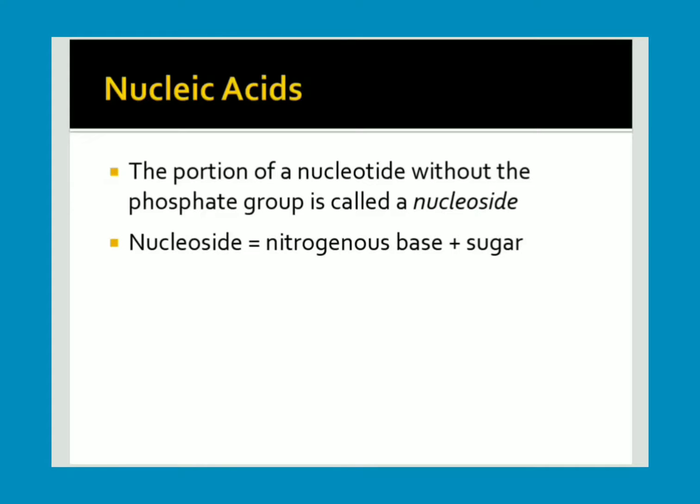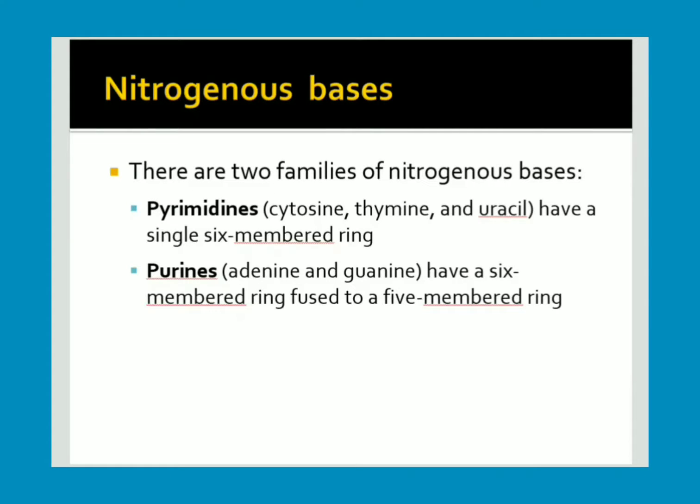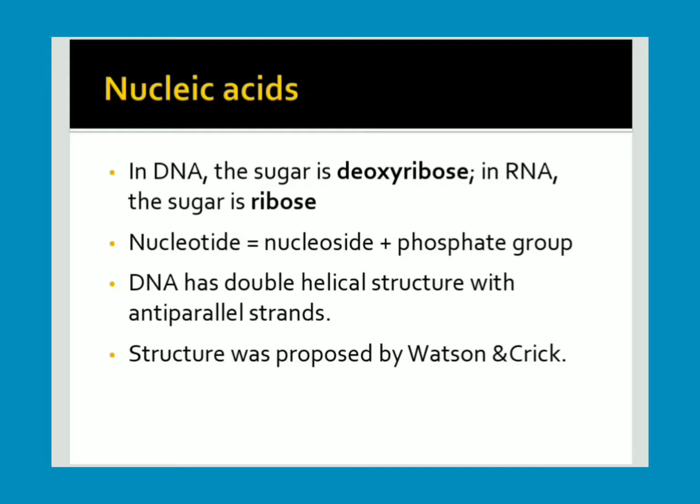So the portion of the nucleotide without the phosphate group, we are calling it nucleoside. That means nucleoside contains only nitrogenous base and sugar. Okay, so let us see first nitrogen bases. There are two types of nitrogen bases, pyrimidines and purines. Pyrimidines have a single, that is 6-membered ring structure. These are of three types: cytosine, thymine and uracil. Uracil is present in the RNA. Purines, adenine and guanine. These two come under the purines, which have a 9-membered ring structure.